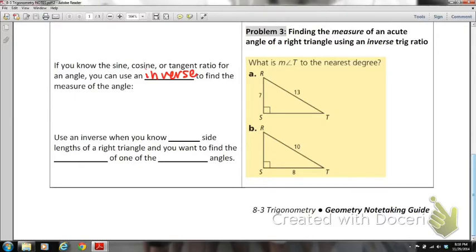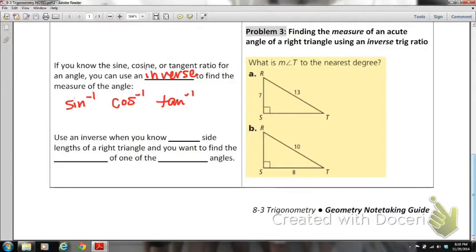So that is the only time you will ever use inverse sine, which looks like sine raised to the -1, but that's called inverse sine. There's also an inverse cosine, and there's also an inverse tangent. You can see these on your calculator, but the only time you will use inverse sine, inverse cosine, or inverse tangent is when you want to know the measure of an angle. So just keep that in mind when we're working the problems.